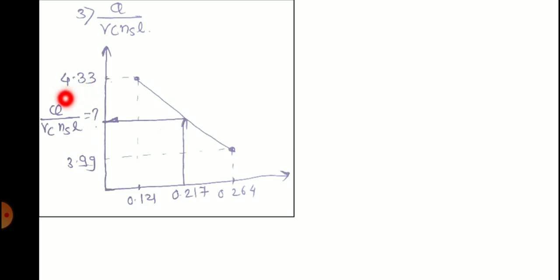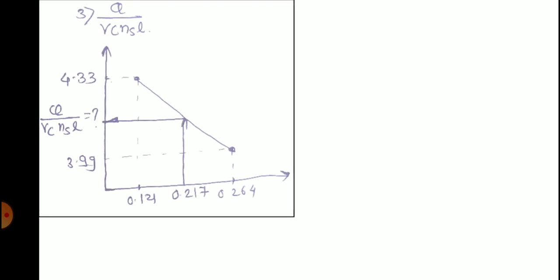From the table you will come to know that when s is equal to 0.121, your q upon rc ns l is 4.33. When s is equal to 0.264, what is my corresponding q upon rc ns l? 3.99. So as s increases, your q goes on decreasing. S increases, q decreases. This is the important thing here. So what is the nature of the line? The nature of the line is decreasing. It is decreasing, not increasing. Okay, the slope is negative over here.